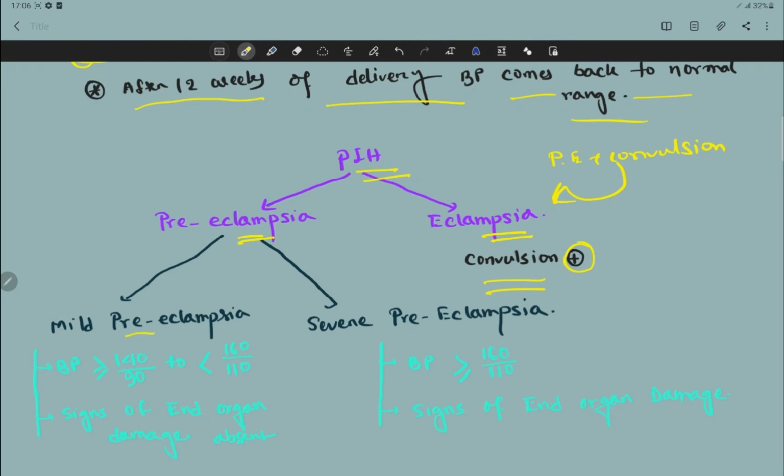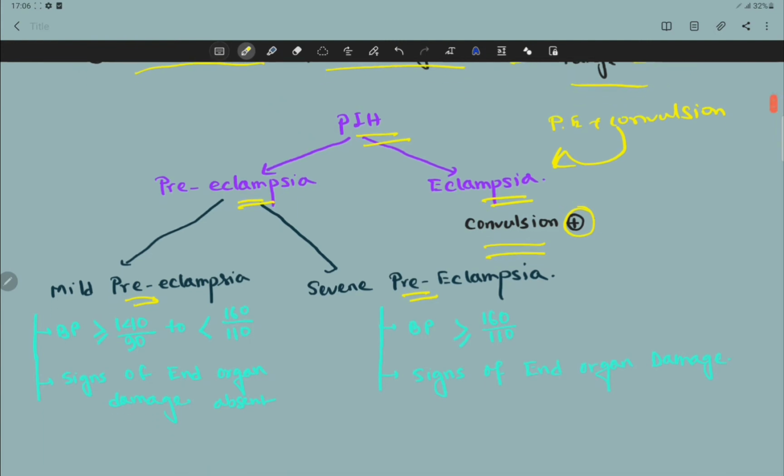Okay, and further this preeclampsia is classified into two types according to severity. Number 1, mild preeclampsia, and number 2, severe preeclampsia.